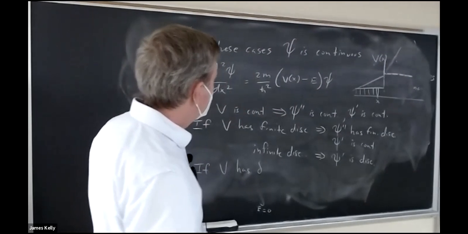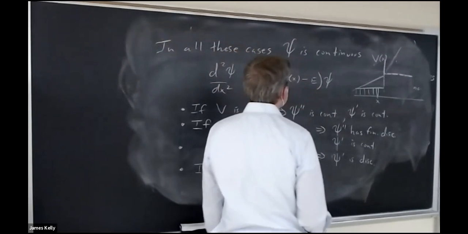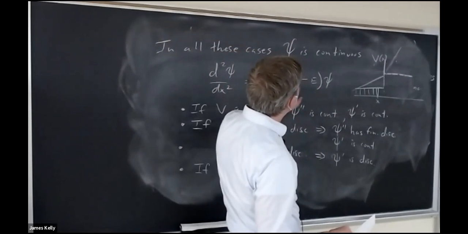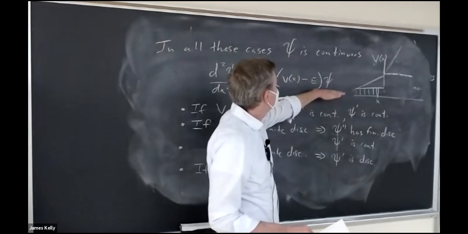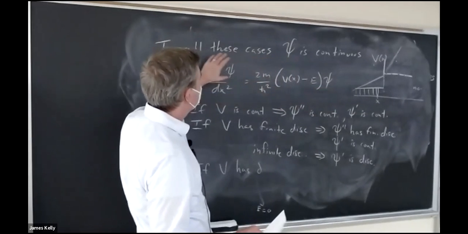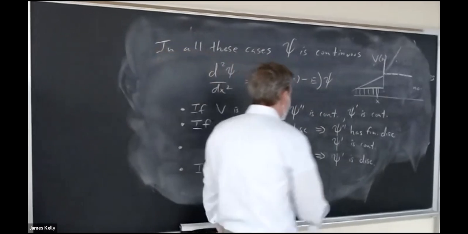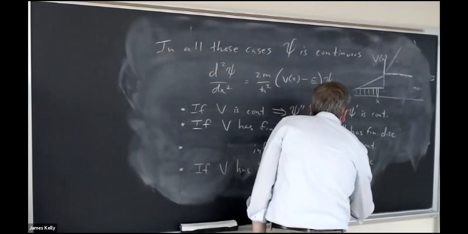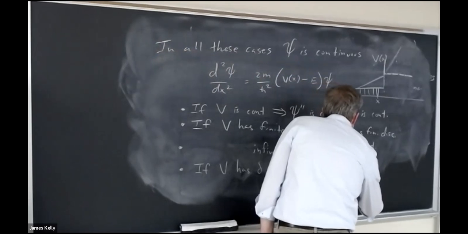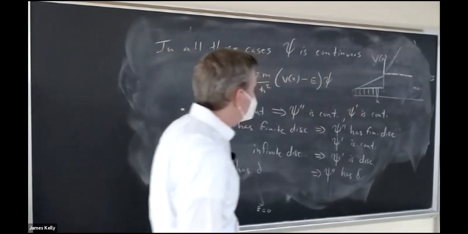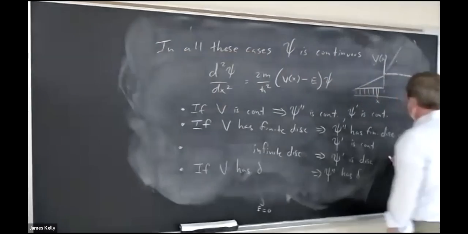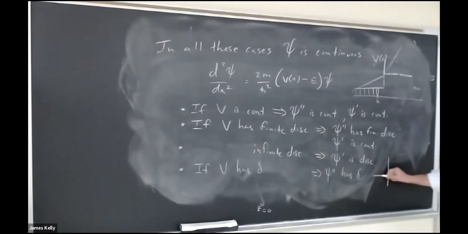In that case, well, let's think about what happens. If V has a delta function and this is continuous, the whole right-hand side has a delta function. So that means that psi double prime has a delta. If psi double prime has a delta function in it, what does that mean about psi prime, the integral of psi double prime? So here's psi double prime. It's got a delta function in it. Let's imagine there's an area 1 under the curve or some finite area.